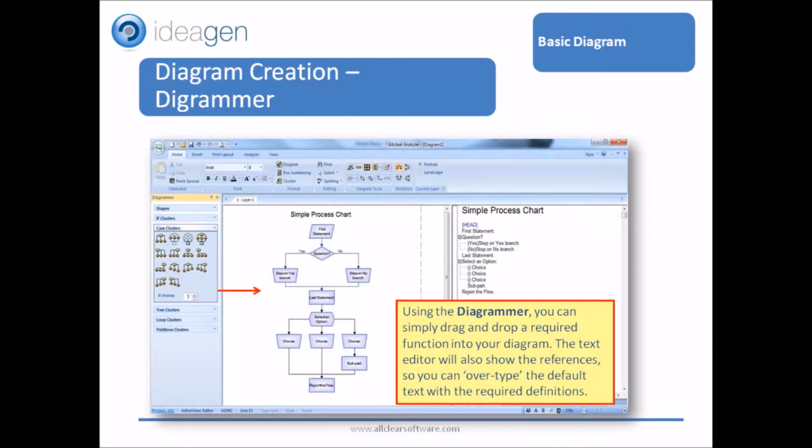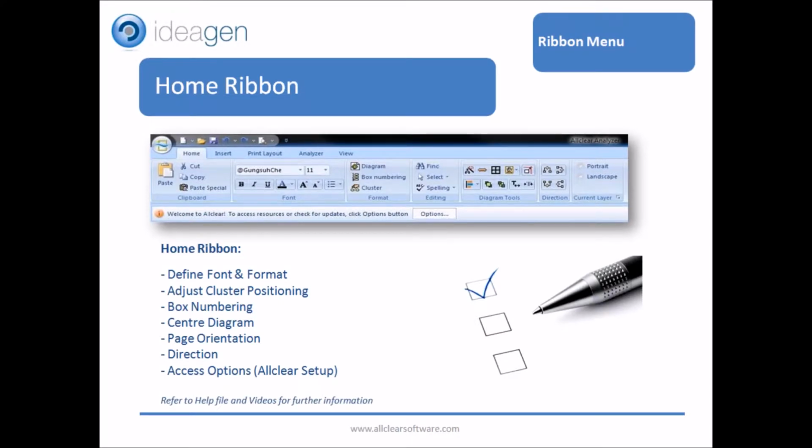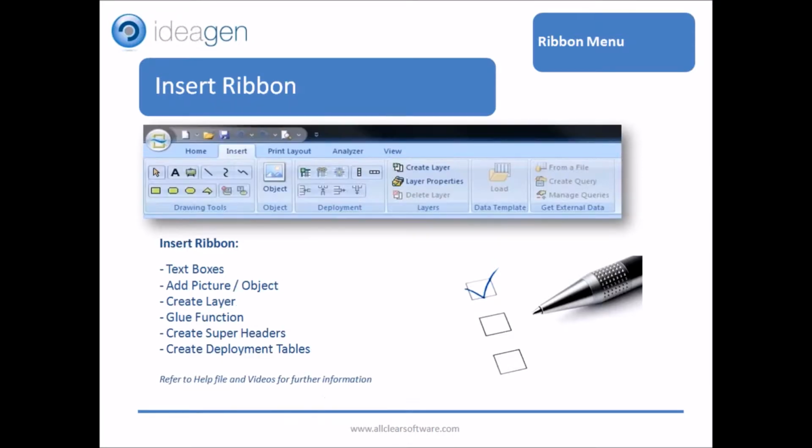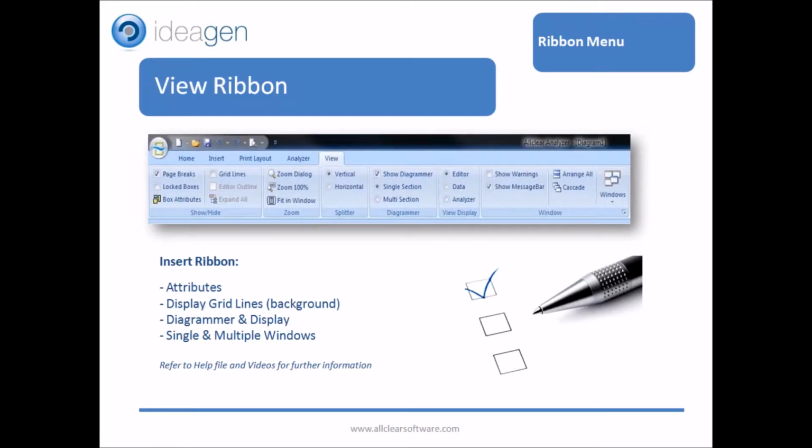And then for more complex items, you can use the diagrammer to simply click, select and drag and drop into the preferred location of your diagram. The ribbon menus are very similar to Microsoft Office, so you've got a very much identical interface. Just clicking through some of the ribbon tool sets, we can quickly see some of the features and functions available to us in the Allclear product.